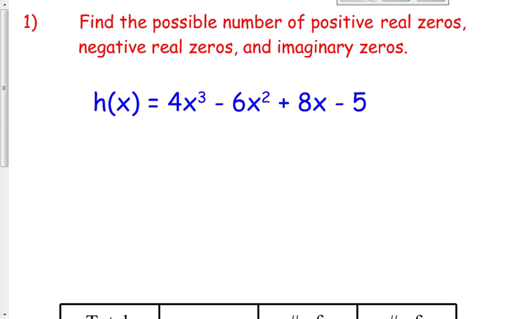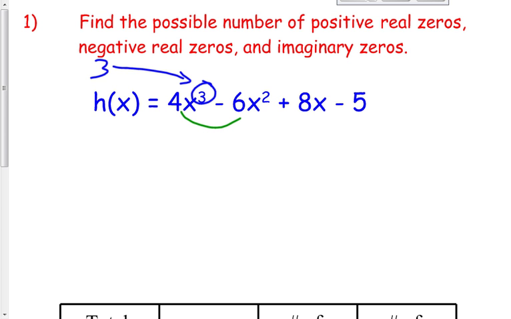We're going to do it all on our own. So we have h of x is equal to 4x cubed minus 6x squared plus 8x minus 5. How many zeros are there? Bam! Our degree tells us there's going to be 3 zeros. Now how many positive zeros are there? Or how many zeros are to the right of the y-axis? Well, it's equal to the number of sign changes. So let's see how many sign changes there are.